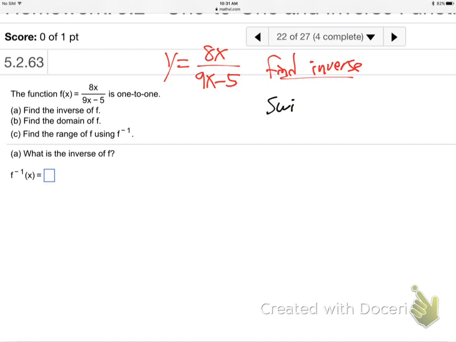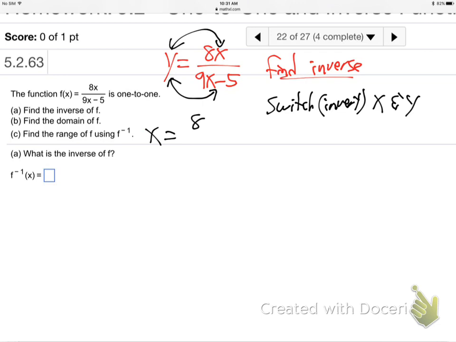So first step, switch or invert x and y. That means both of these trade, right? That one y becomes an x, and both x's become y's. Good so far? They literally trade roles. Everything else stays put. The 8, the 9, the 5, they're all right where they were. Nothing else moves, just x's and y's magically switch roles. That's what an inverse function is. Okay, now solve for y. That's a little harder.